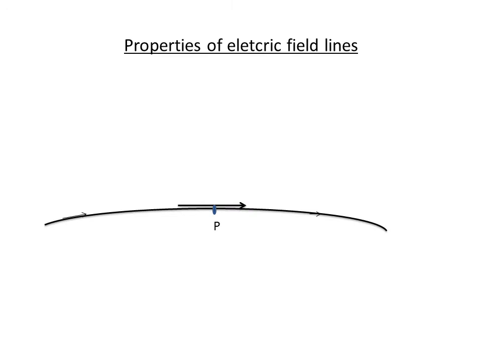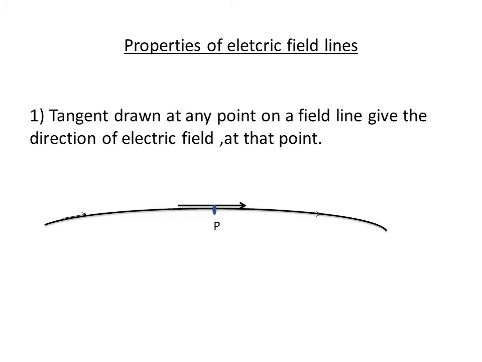Next, we are going to discuss the properties of electric field lines. Tangent drawn at any point on a field line gives the direction of electric field at that point. Here we have drawn a field line. A point P is taken. Tangent drawn at point P gives the direction of electric field at that point.